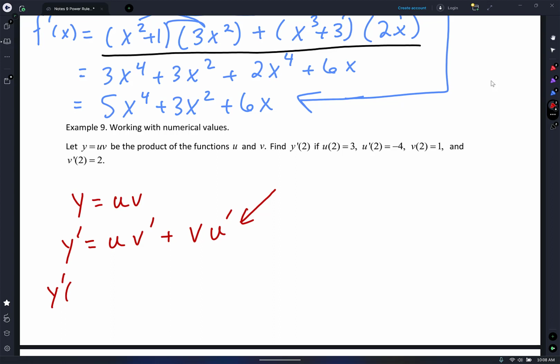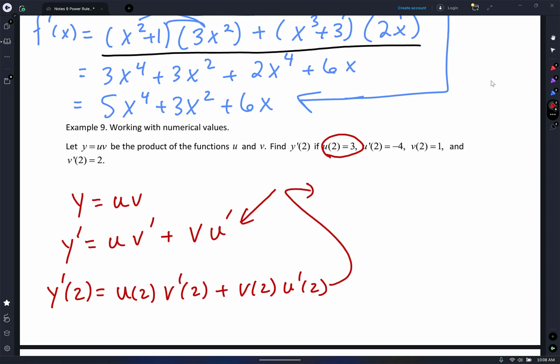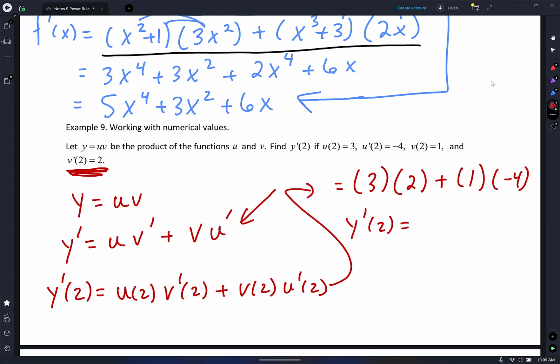So here you go. Y prime of 2 is equal to u of 2 times v prime of 2 plus v of 2 times u prime of 2. So here we go. U of 2 is 3. What is v prime of 2? V prime of 2 is 2. Plus v of 2, what's v of 2? 1 times u prime of 2, which is -4. So y prime of 2 is nothing more than 6 minus 4. So y prime of 2 is just 2.